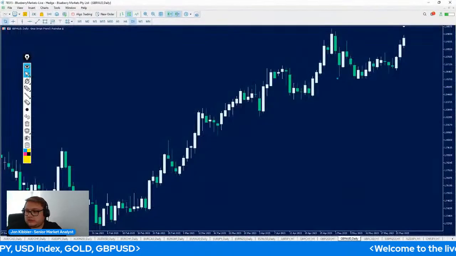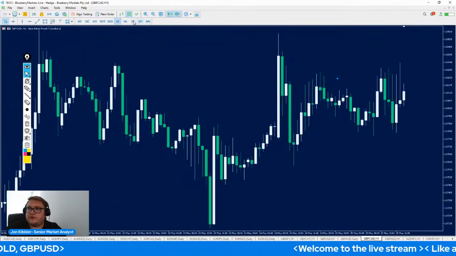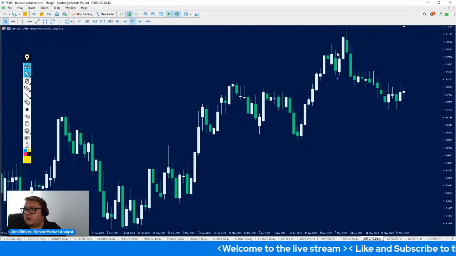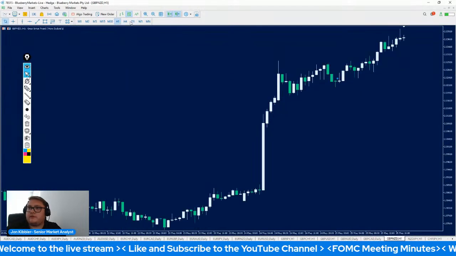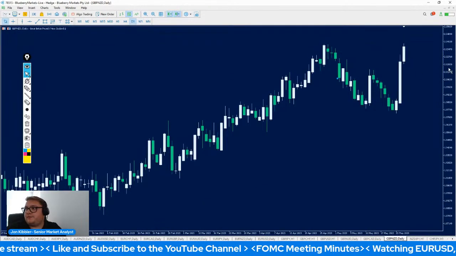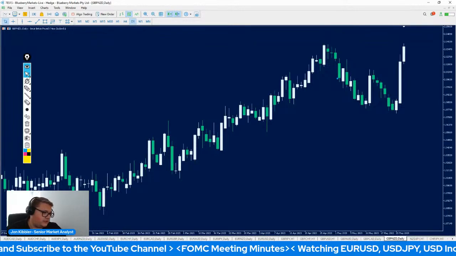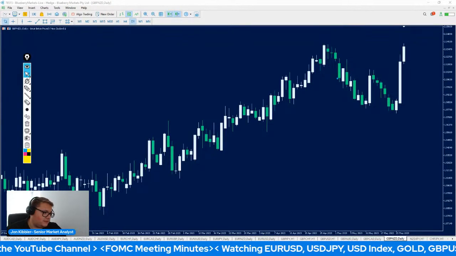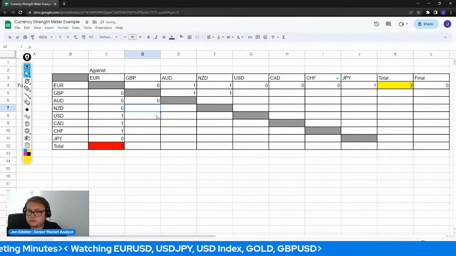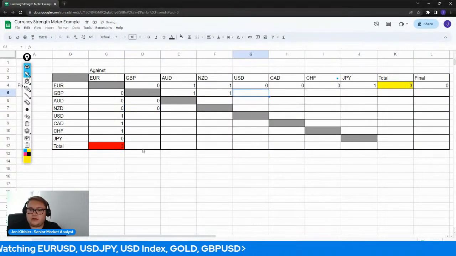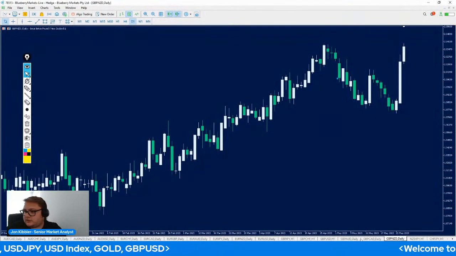Pound Kiwi is our next one. I'm just going to fly through these guys so we don't take up too much of your time. Sorry, that's pound CAD. Where's pound Kiwi? Here we go. I thought that looked a bit different. Okay, pound is definitely stronger than Kiwi there. I don't think I need to explain that one. Okay, 1, 0. We're going to go pound US dollar next.